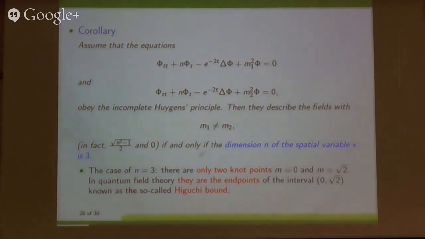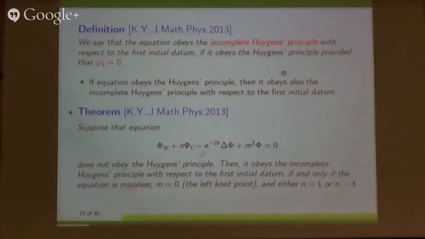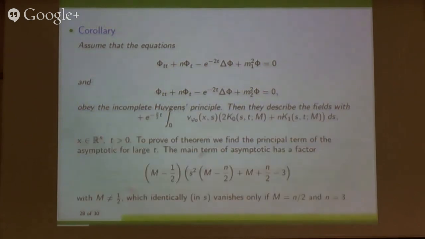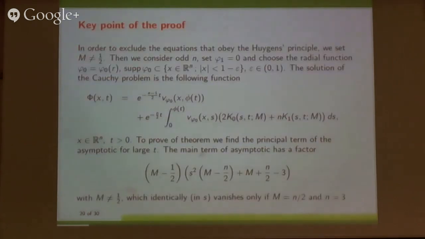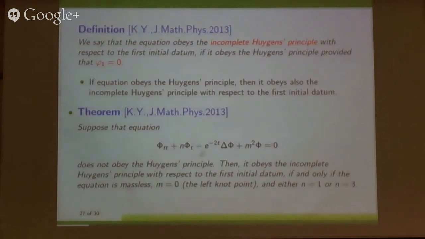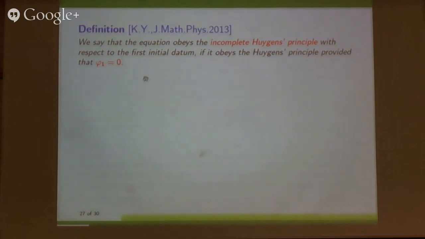I just have a question on the incomplete Huygens principle. Is that concept proposed by you? Yes, very much. So the definition is, you said phi sub 1 and phi sub 0. Phi sub 1 is the initial speed. Phi 0 is the initial function, just the shape of the initial function. This is the shape of the speed, the initial speed of the function.